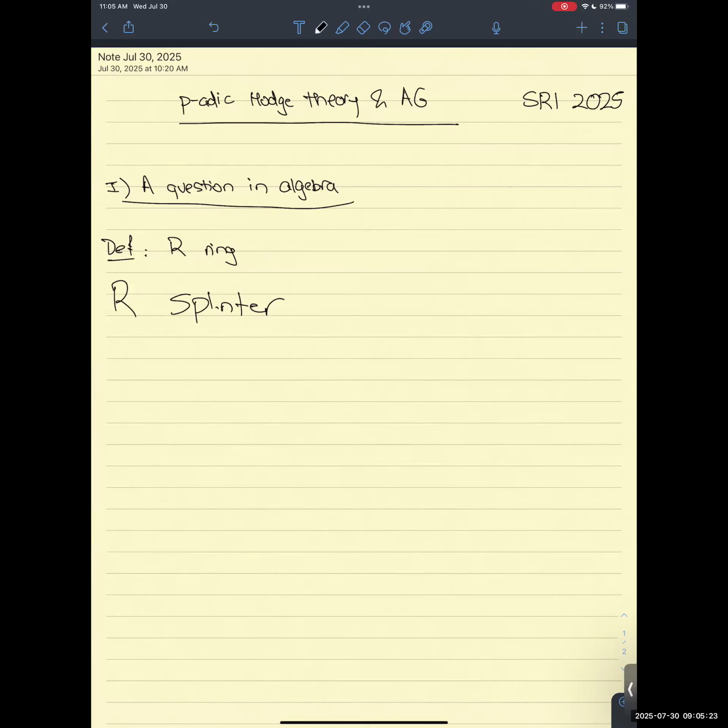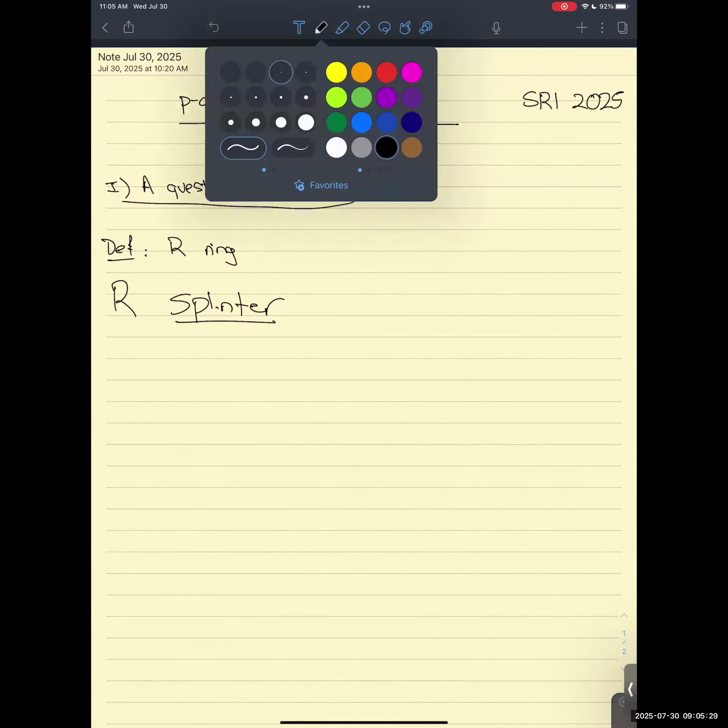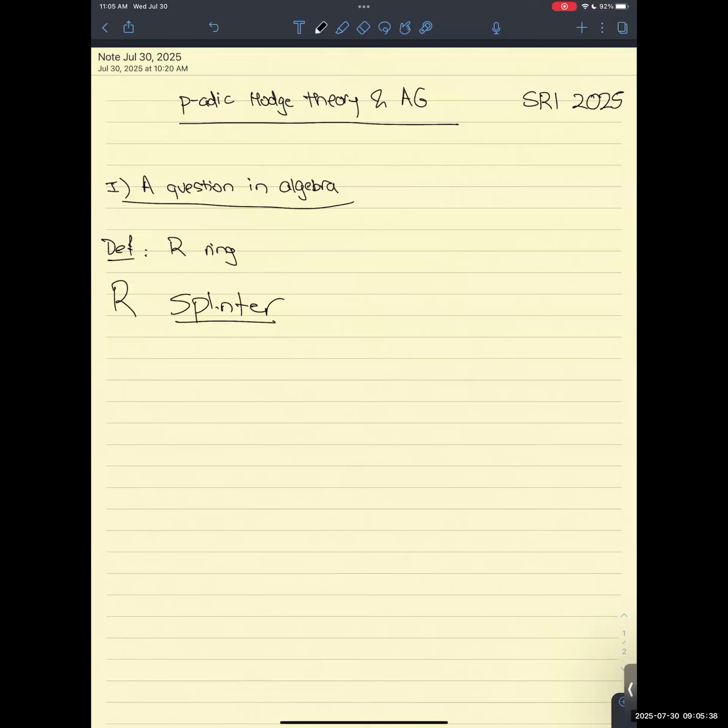Great. So right, R is a splinter. This is a definition, if it satisfies the following condition. Sorry, Joe Waldron tells me I should make my pen thicker. Thank you, Joe. Let me try. Okay, I'll take that as a yes to continue with this.